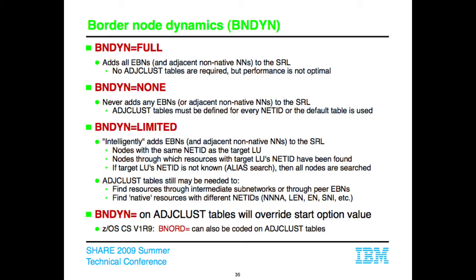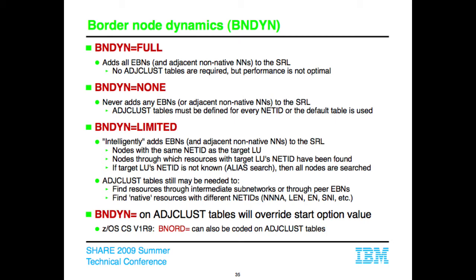So the idea here is even with BN equals limited, the intelligent version of it, there are many cases where you're going to have to predefine some extra entries in your adjacent cluster tables anyway. The second case that's obvious is if you're going through intermediate subnetworks. You have to go from net C through net A to get to net B.